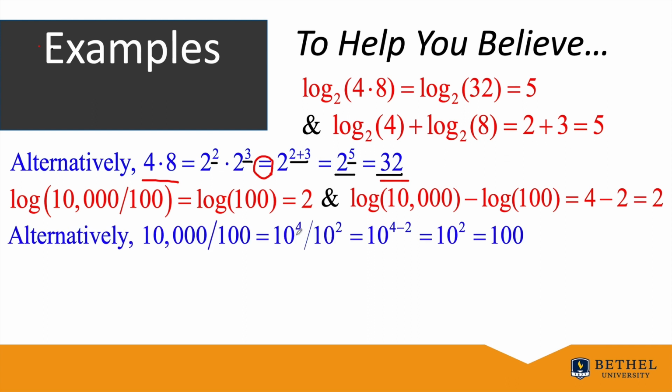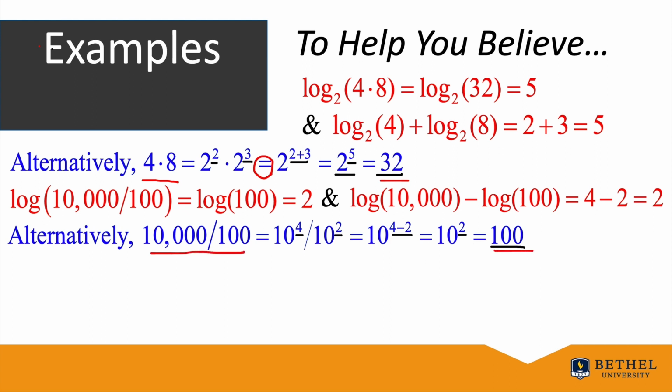An alternative justification is this. 10,000 divided by 100 is 10 to the 4th power divided by 10 to the 2nd power. We can subtract those exponents to get 10 to the 4 minus 2 power, which is 10 to the 2nd power, which is 100. And again, 10,000 divided by 100 is indeed 100.